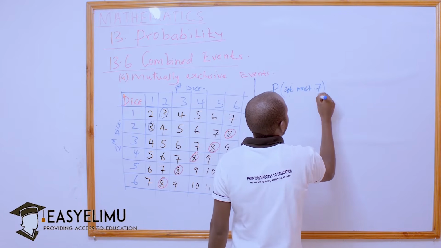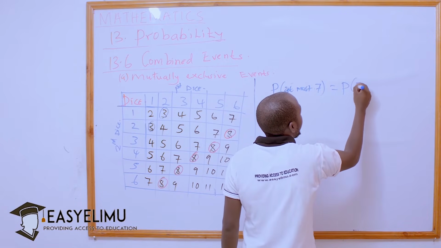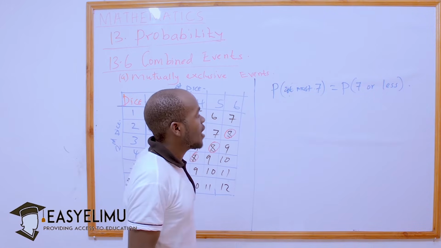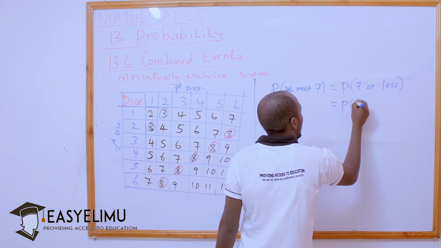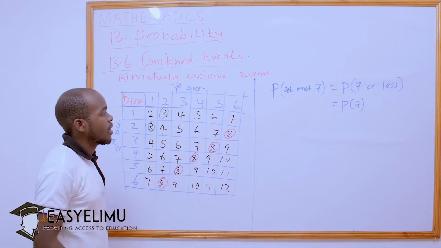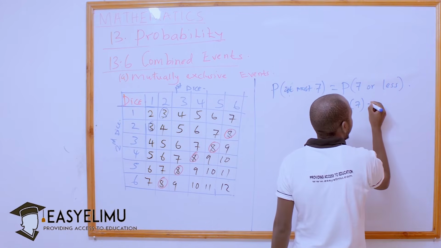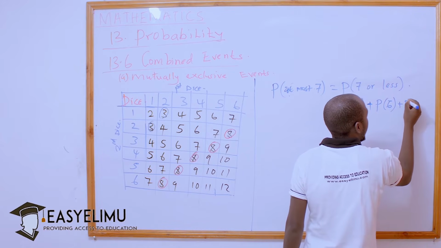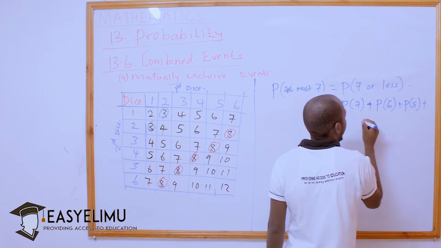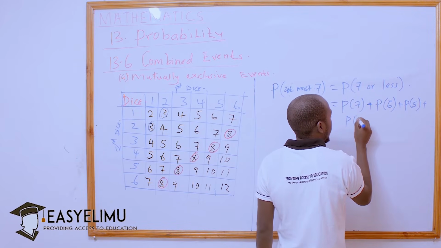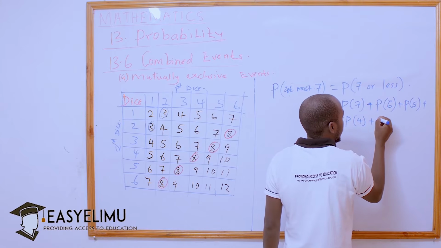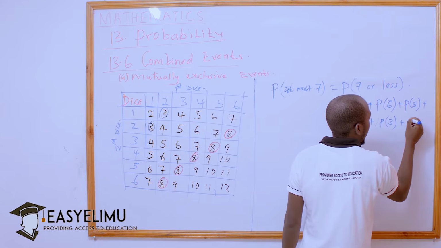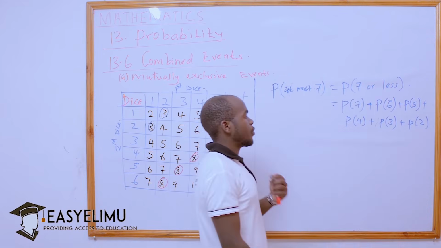At most 7. So this one is the same as the probability of 7 or less. If it's 7 or less, it's the same as finding the probability of that 7. We have another one of the faces showing 6, so we shall add that of face showing 6. We have face showing 5. Another one is face showing 4, 3, and we have that of 2. So that is what we shall find.